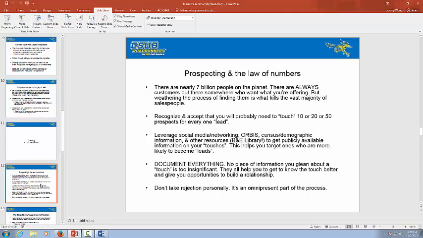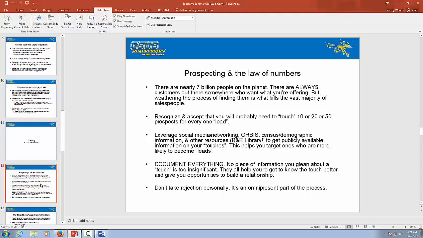No matter what your business is, no matter what product you're offering to the marketplace, there's customers out there that want it. The challenge is just finding them and staying upbeat, staying positive about things while you're trying to find those customers.